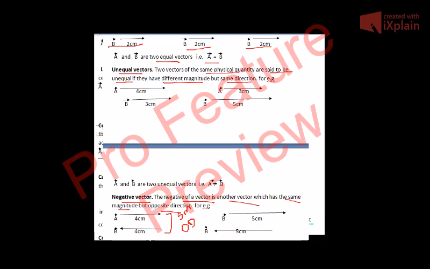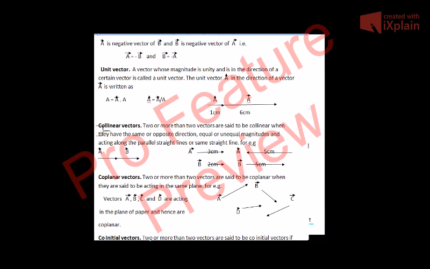Similarly, here vector A has a magnitude of 5 and vector B also has a magnitude of 5, but they have opposite direction. So A is the negative vector of B and B is the negative vector of A. As you can see, it is represented as A is equal to minus B and B is equal to minus A. Whenever you see vectors like this, it means A and B have the same magnitude but opposite direction.